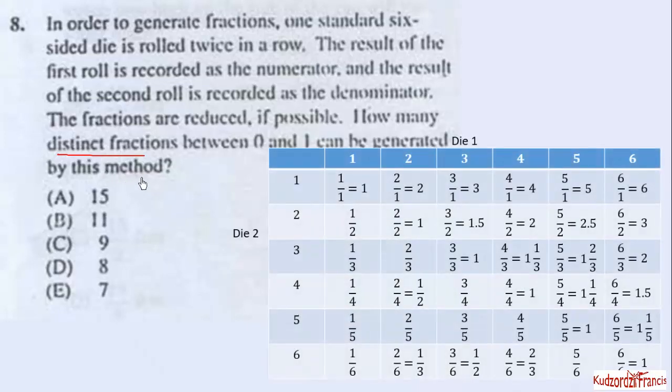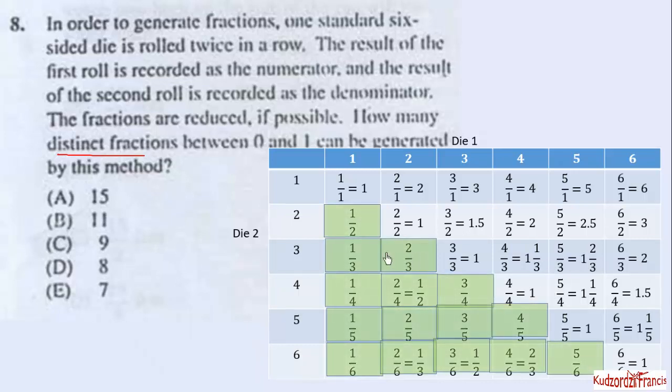So we have this die 1 and die 2. Now these are the results, and we simplify them if possible. So all these are fractions that are between 0 and 1. Now we need to select the distinct ones. I will pick the distinct ones. So these are the distinct ones. So let's count them. We have 1, 2, 3, 4, 5, 6, 7, 8, 9, 10, 11. So the correct choice will be B.